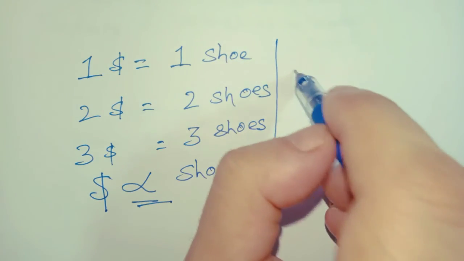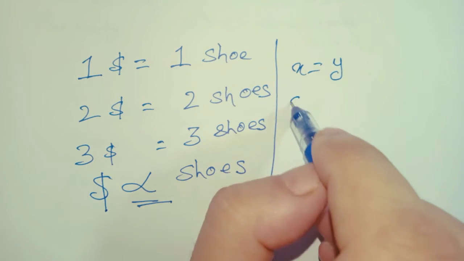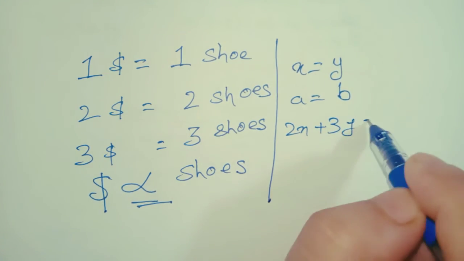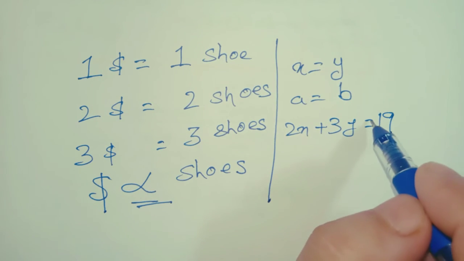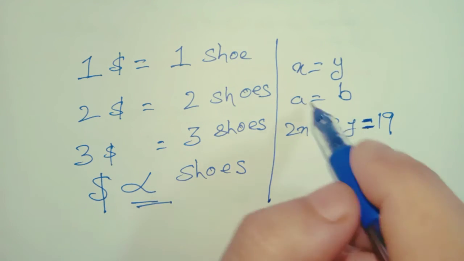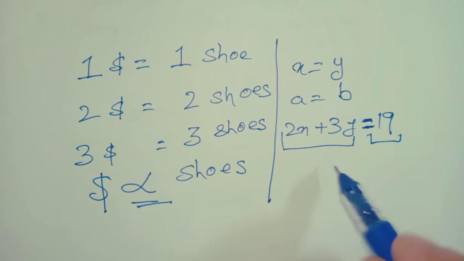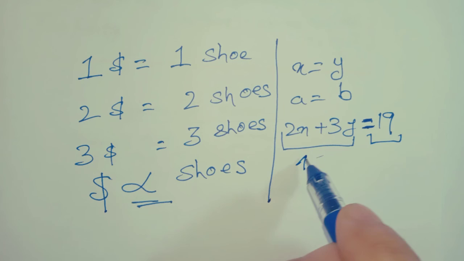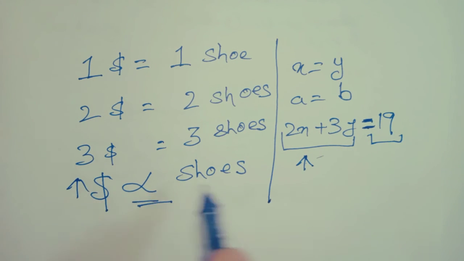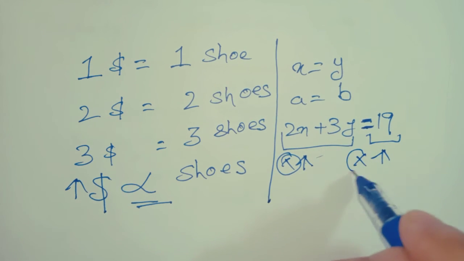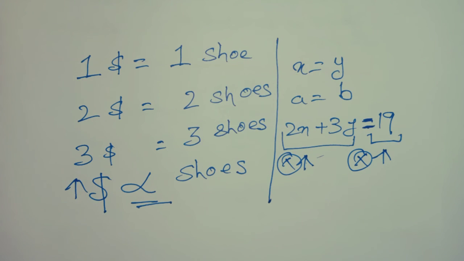The moment we say that x equals y, a equals b, 2x plus 3y equals 19, whenever we are using this particular value, that means this part of the statement will be equal to this part, and there is no change. Here you see there is a change, but here there is no change. Here also there is no change, right? So that is all for the video. So it was quite an interesting concept, I thought.